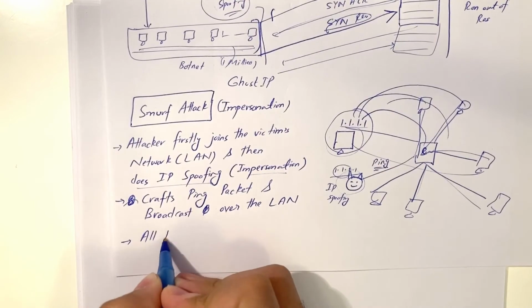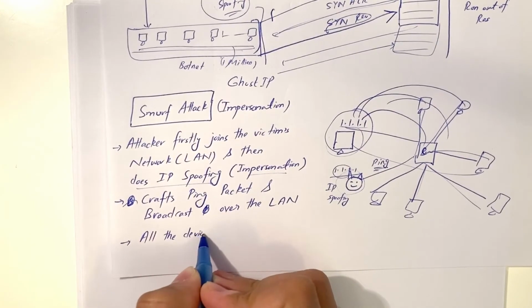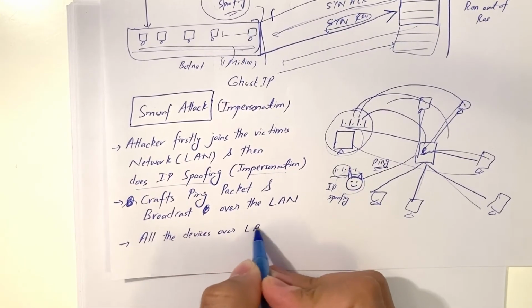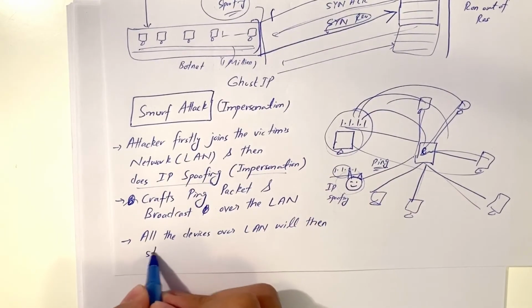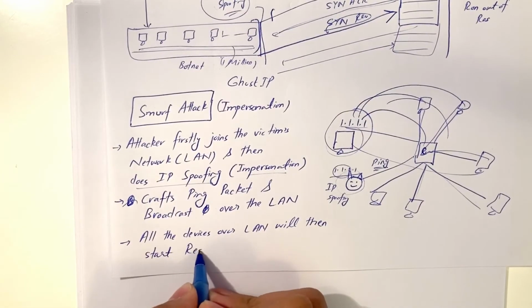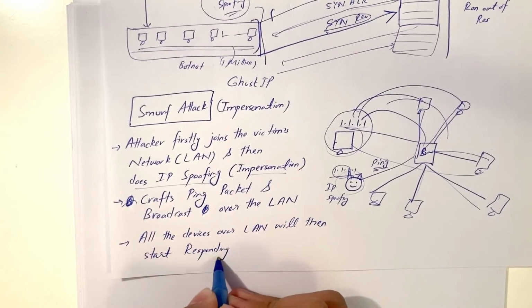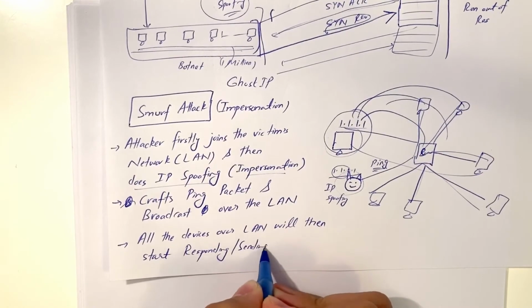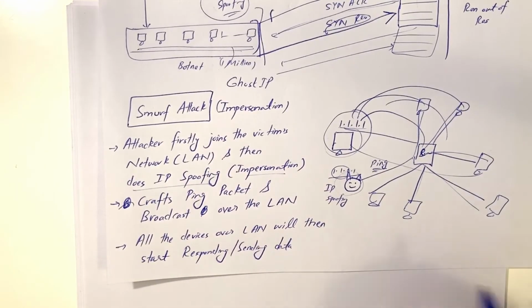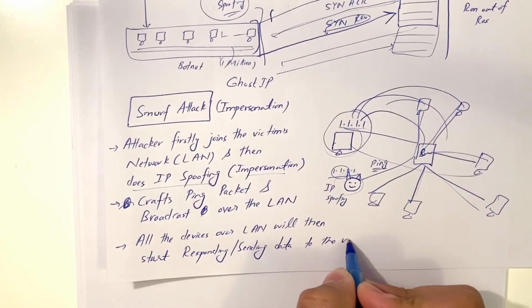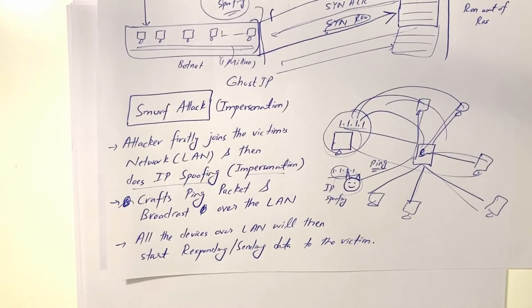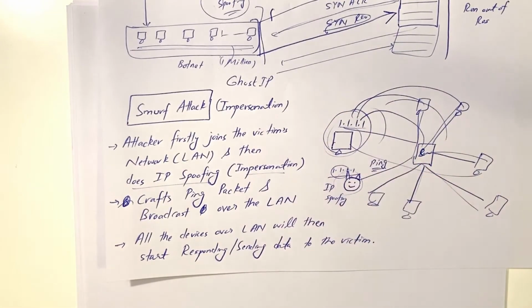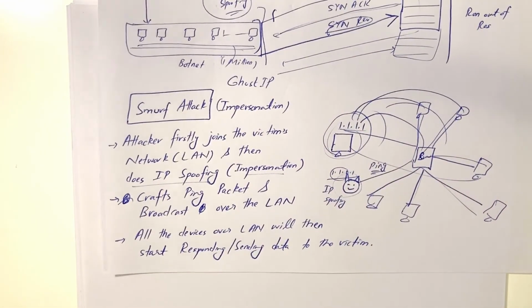So all the devices over the local area network will then start responding, or sending data or responses to the victim. Okay, so this attack will be repeated over and over until the victim's computer gets overwhelmed. That is called a smurf attack or impersonation attack. Again, this is a DDoS attack.